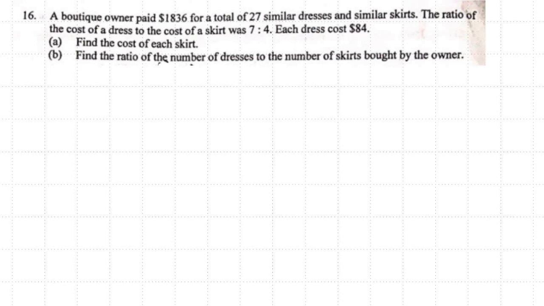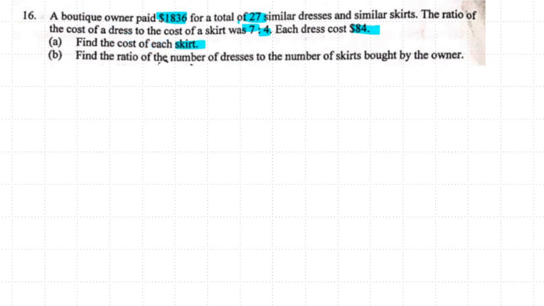During the exam, I don't want you to mix up again. A boutique owner paid this amount for a total of 27 dresses and skirts. So you don't know how many dresses and how many skirts he bought. The ratio of the cost of the dress to the cost of the skirt is 7:4, and you know that one dress costs 84. Now it's asking what is the cost of one skirt.